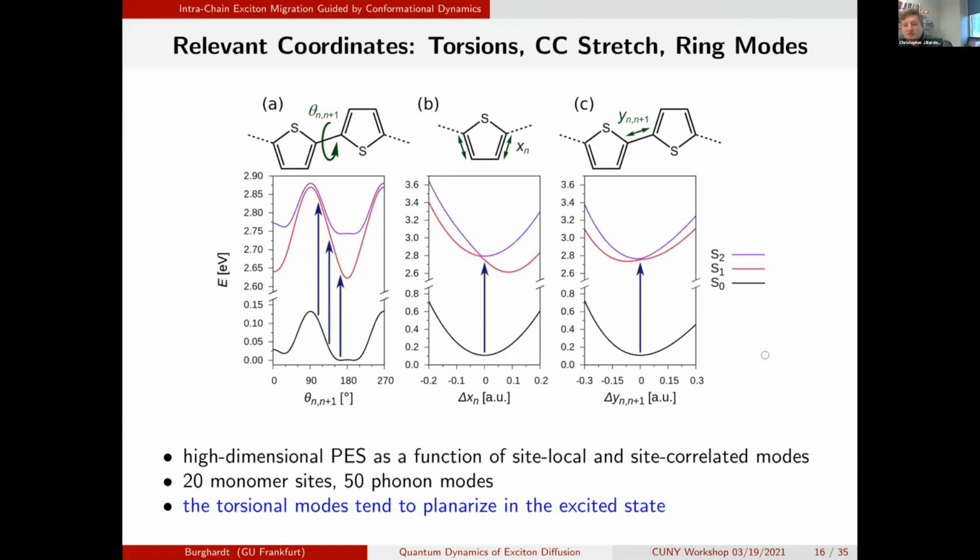If I can follow up just briefly, would it be correct to say that the floppier the molecule, or the more anharmonic the potential, the faster the exciton diffusion? Could I make that generalization?